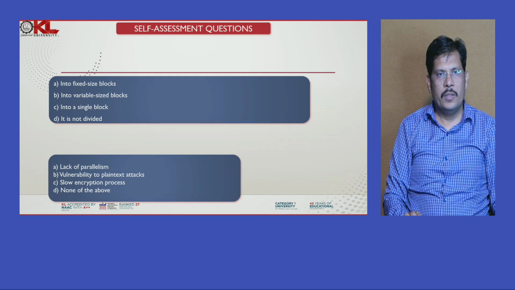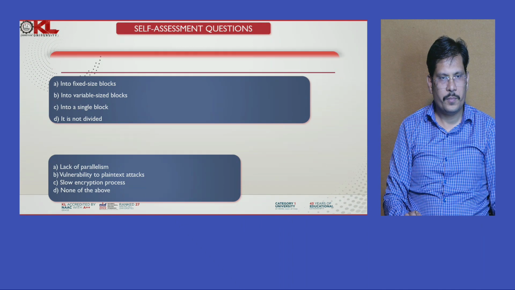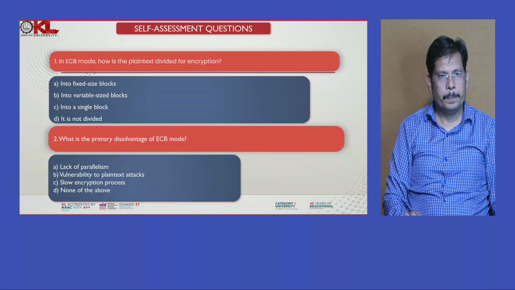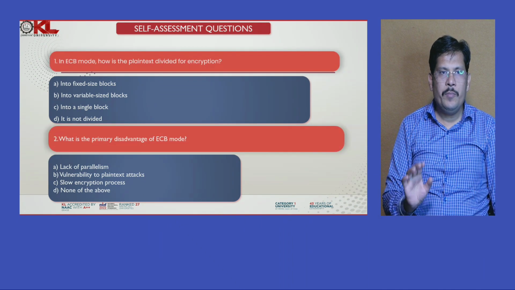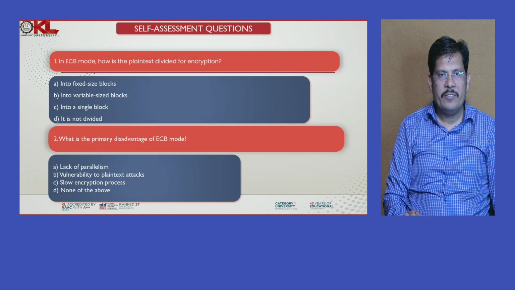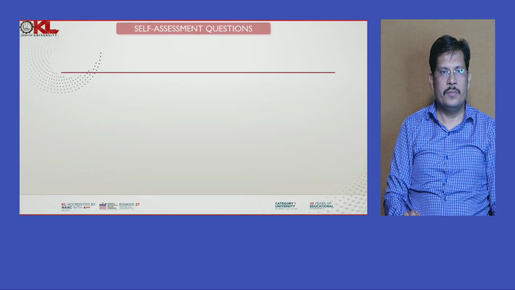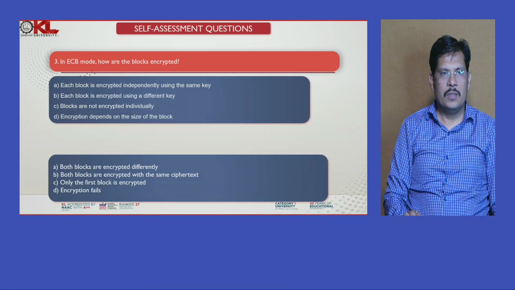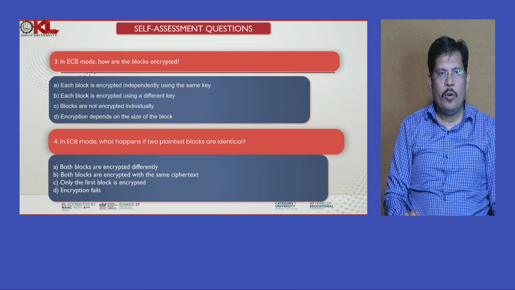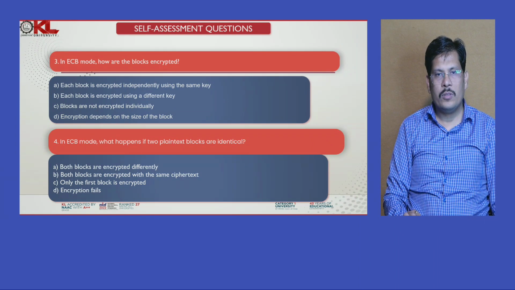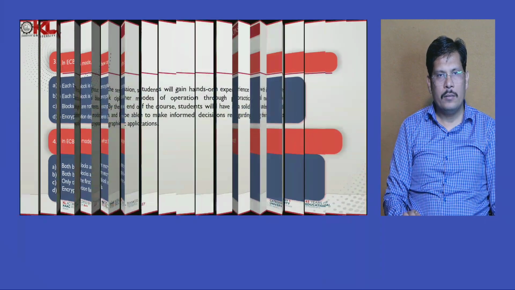So these are the self-assessment questions. In ECB mode, how is the plain text divided for the encryption? What is the primary disadvantage of the ECB mode? In ECB mode, how are the blocks encrypted? In ECB mode, what happens if two plain text blocks are identical?